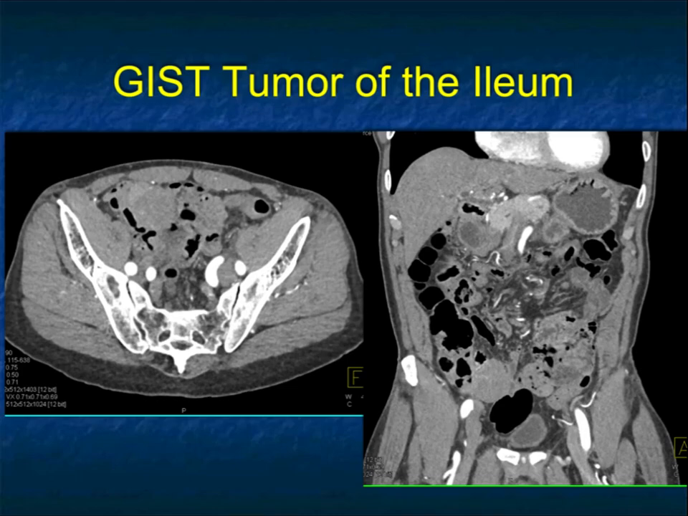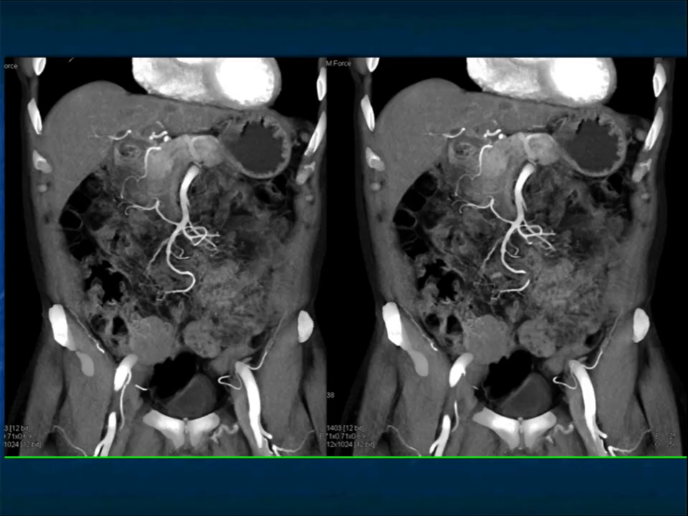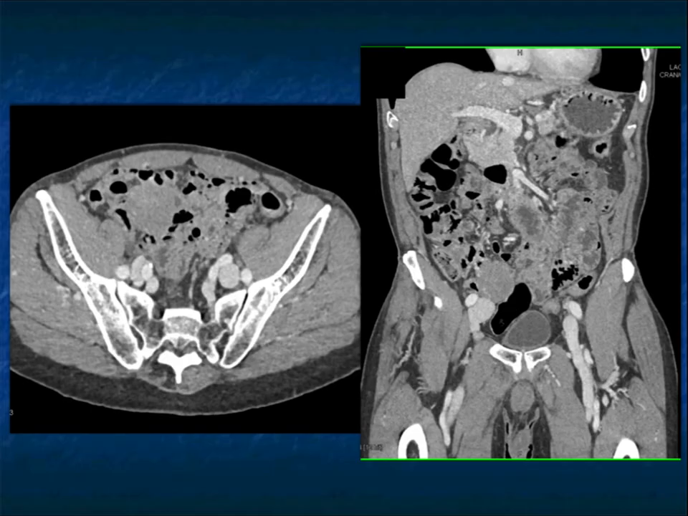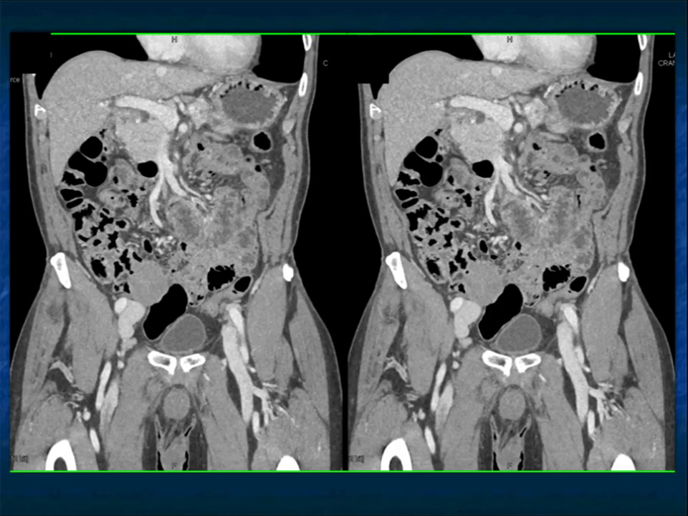There's a 5 cm mass in the right lower quadrant. You see it axially, you see it on the coronal. You see it again on the 3D, that's the SMA. There's the mass right here, right? It's relatively hypovascular. There it is again, venous phase coronal views. You can see why it's easy to miss and why this lesion was missed like 3 times. Probably people thought it was unopacified bowel.